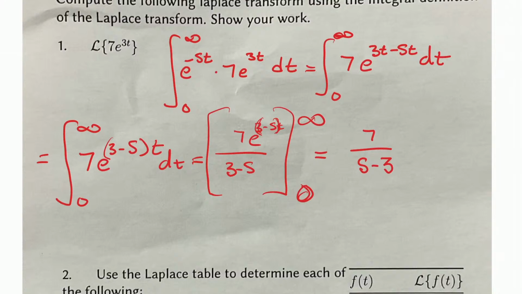Because we know that s can be as big as we want it to be, as long as s is bigger than 3, this will be a negative exponent. And then when you take the limit as t approaches infinity of a negative times infinity, you get 0. And then you do the lower limit, and what happens is you get the negative of 7 over 3 minus s, which is the same as 7 over s minus 3. Okay, so maybe you want to fill in a little bit more than that, but that's pretty good, isn't it? So that's what you would do.